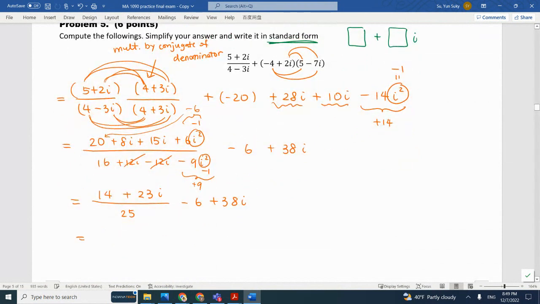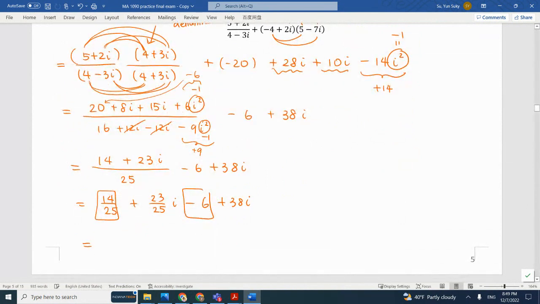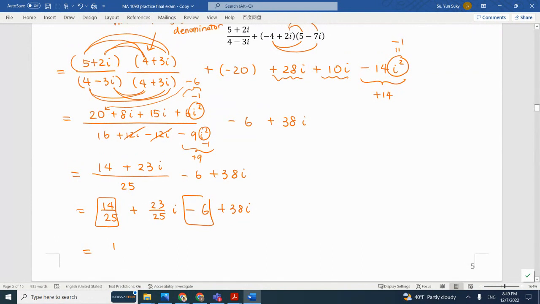Okay, split them. So 14 over 25 plus 23 over 25i minus 6 plus 38i. Combine the constants. So 14 over 25 minus 6. What's that? So here you can use your calculator to get this.